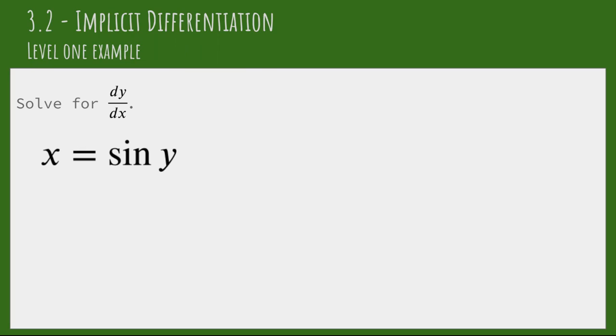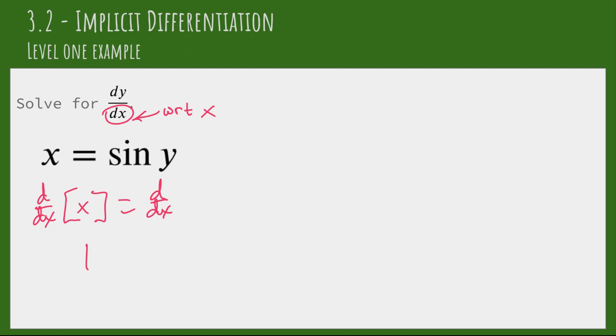So what we're going to do is take the derivative of each term with respect to x. Remember, when the x is in the denominator here, we're going to take the derivatives with respect to x. So on the left side, when we take the derivative with respect to x of x, that's just a normal derivative. The derivative of x is 1, so that's just going to be 1.